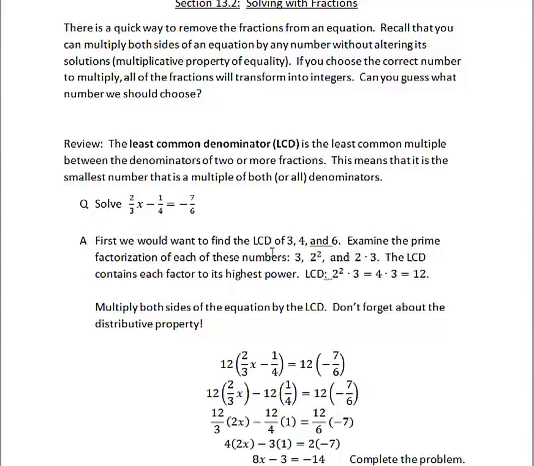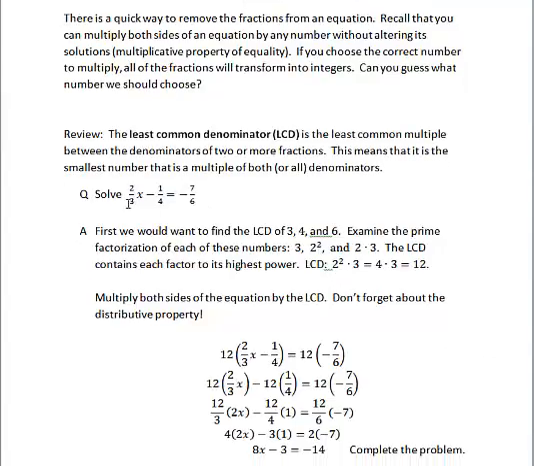We still find the lowest common denominator of all the fractions, but we use it a different way. We don't replace the denominators with the lowest common denominator. We simply multiply the entire equation by the lowest common denominator. So here we have denominators 3, 4, and 6, and the lowest common denominator of 3, 4, 6 is 12.